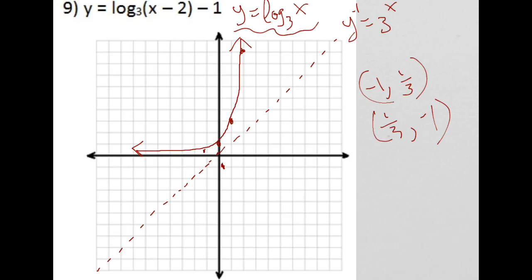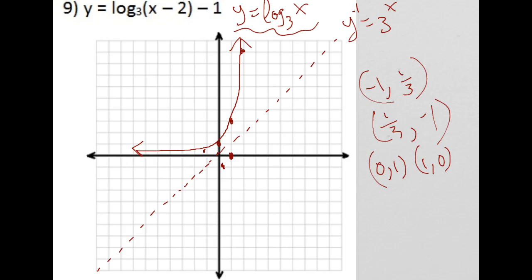Now my next point, my y-intercept of the exponential function is 0, 1. So that's going to go to 1, 0. I will put that in. Now I found my x-intercept. Starting to see that mirrored image already.